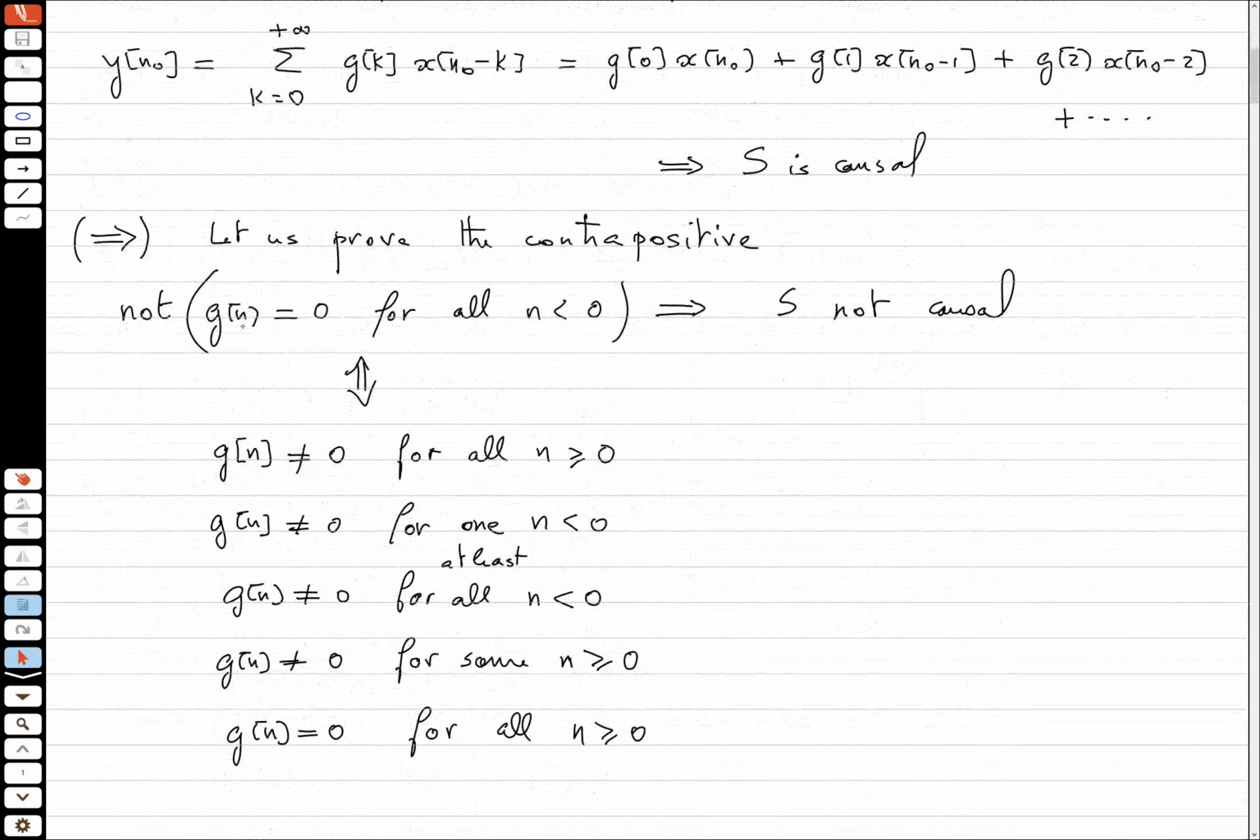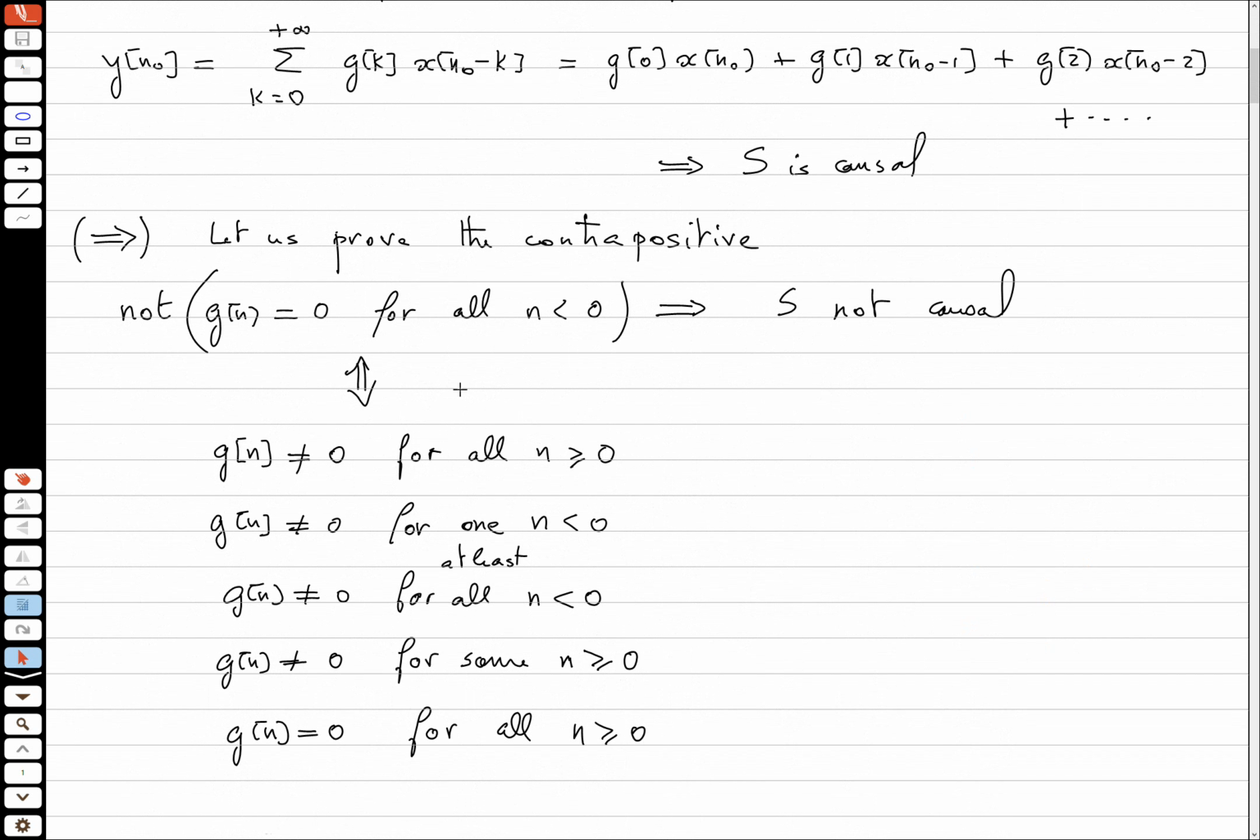So we assume that this is not true, G of n equals 0 for all n negative, and we want to show that S is not causal. But last time we couldn't figure out which of those is correct. So I imagine that you had time to think about this. So let's vote again and see if there's some progress.